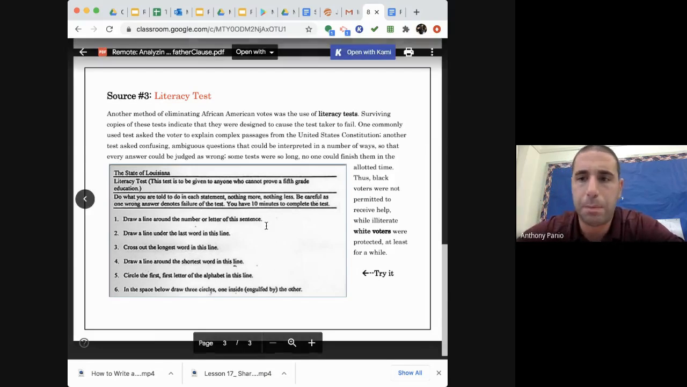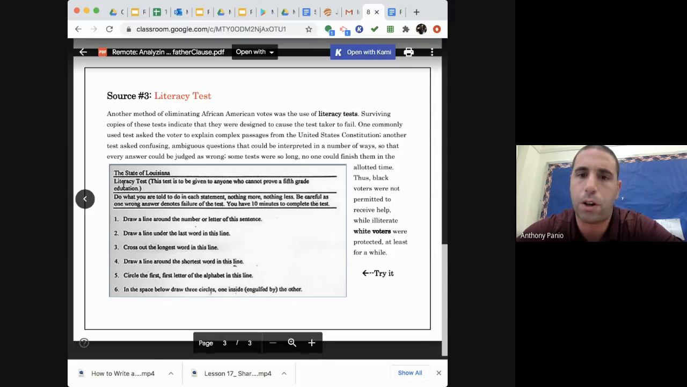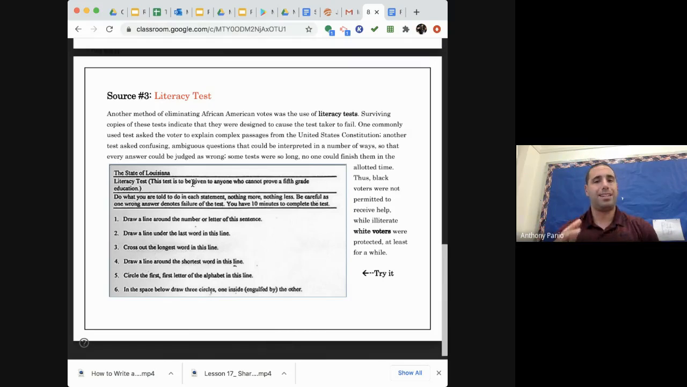So here's an example of the literacy test. And this one's from the state of Louisiana. Now, if we were in class and live, we would actually take this test. And what would happen is if one person was to fail the test.